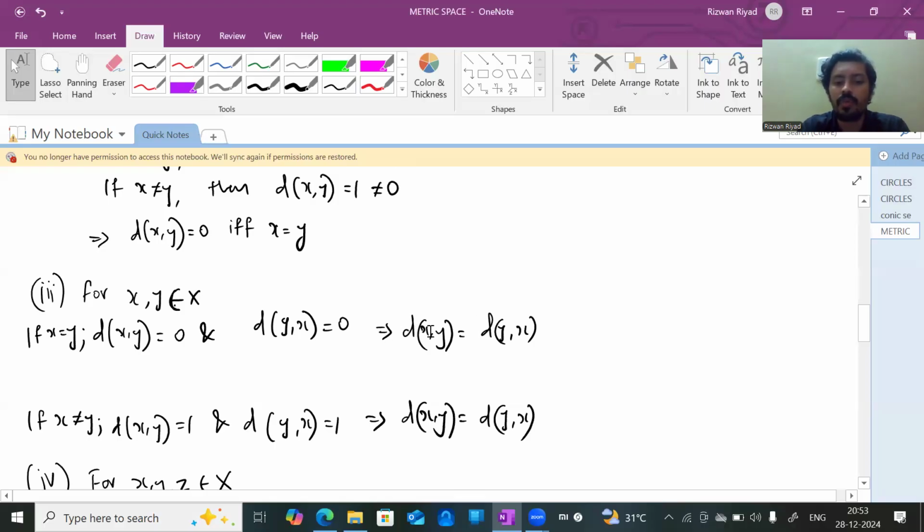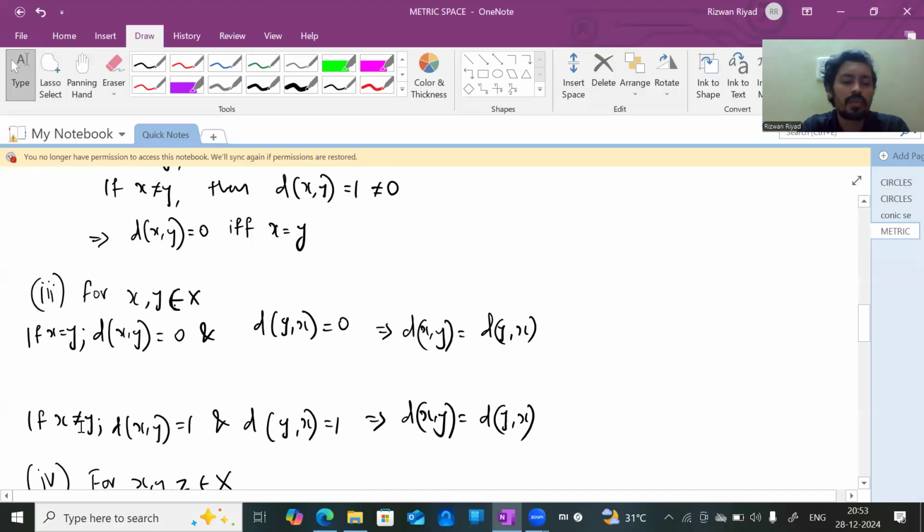d of xy and d of yx are equal if x equal to y. Okay, now if x and y are unequal, this condition is satisfied too: d of xy and d of yx are equal. Next, we can see that if x not equal to y also, this condition is satisfied. Okay, it is not violating that condition even if x and y are different.